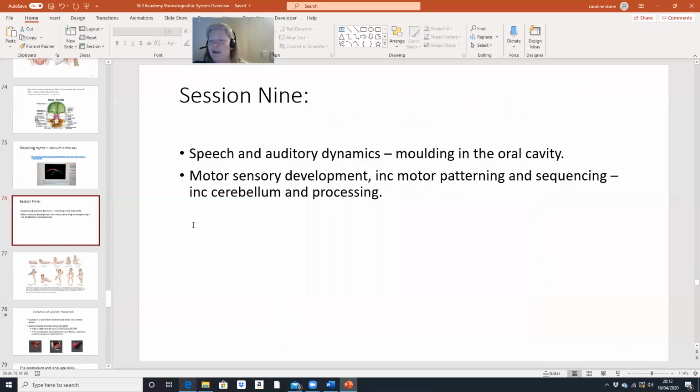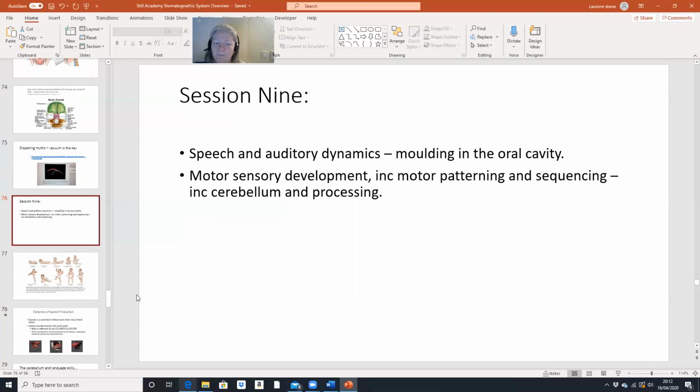Then in session 9, we go through the speech and auditory dynamics. So we start setting this up with ear function, and we talk about speech, but we do it with respect to the fact that you want language. Okay, you want to be able to speak, but you want to have language. How does that work? How do you get to have language? And so we talk about this balance of receptive and expressive, and the sensory processing, but also the fact that there's an awful lot of motor coordination that has to go with this.